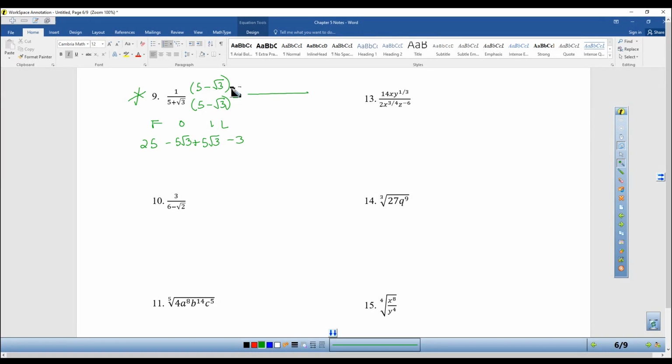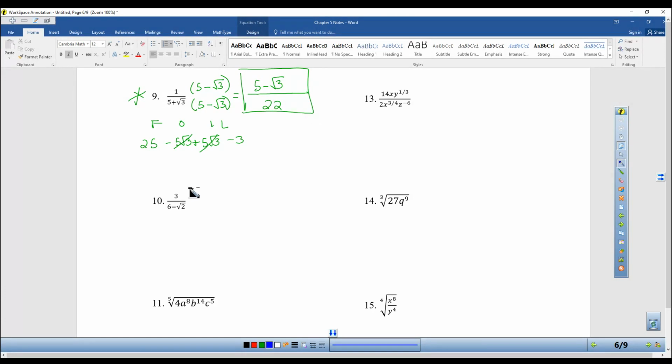So it doesn't help us much on the top. We are still going to have a radical, but keep going with higher level math, and you'll find out why we do that. And on the bottom, these cancel, and you get 22. Let's try another one of those.